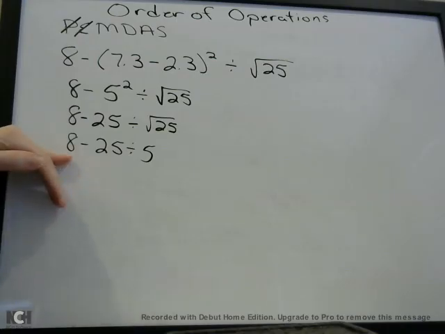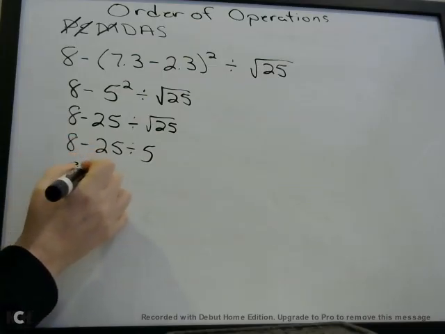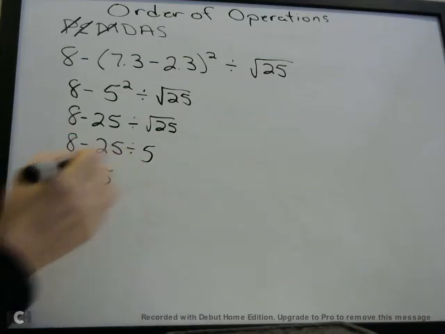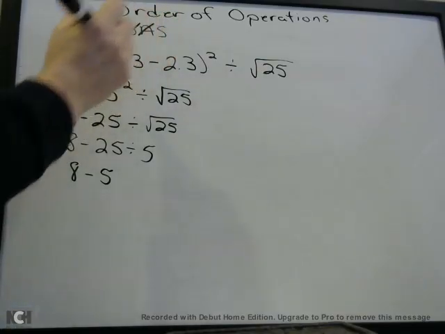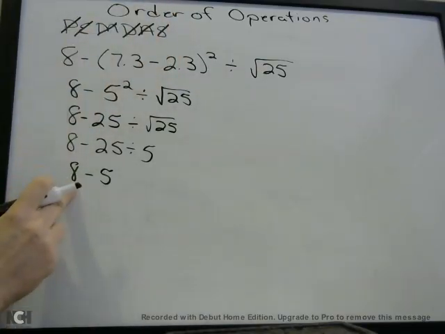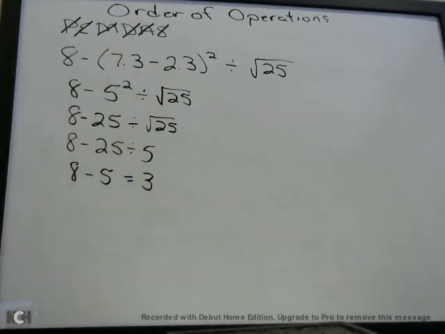We don't have any multiplication. We do have a division. Now we're at D. We have a division, 25 divided by 5. Well, we all know 25 divided by 5 is just 5. Done with division. We don't have any addition. We do have a subtraction. 8 minus 5 equals 3.